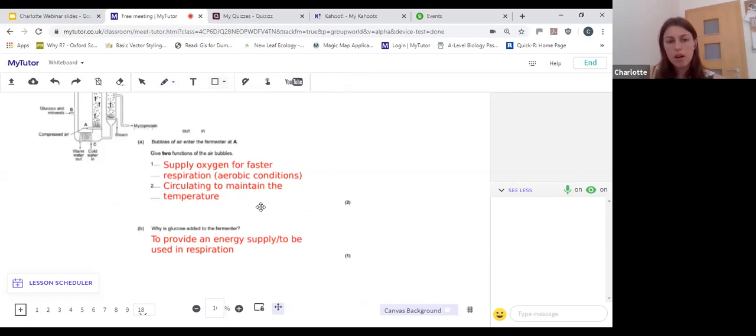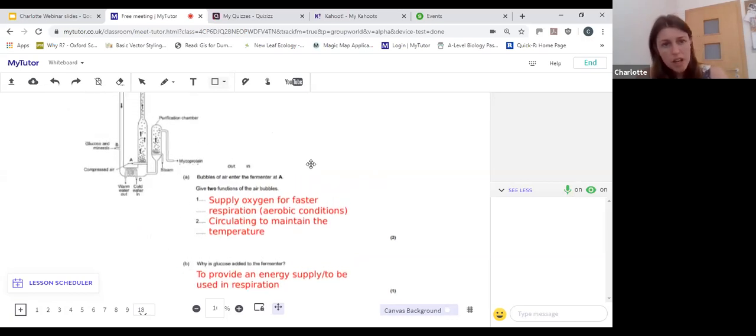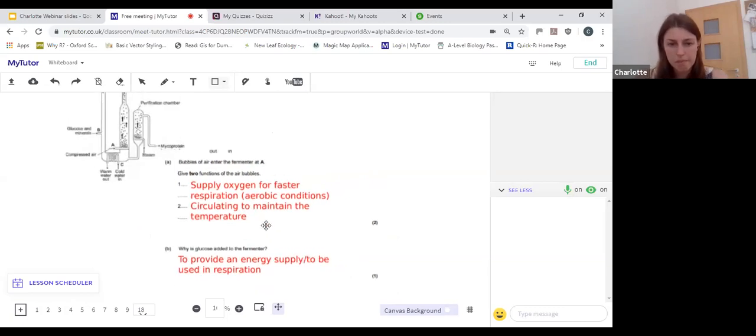And then why is glucose added to the fermenter? To provide an energy supply or to be used in respiration. So glucose is the energy supply that's used in respiration. So glucose is broken down to produce energy. So the circulating to maintain the temperature, I think, was slightly less obvious there. That one I think is quite hard to get, particularly when there's what looks like a temperature control at the bottom. But yes, having those air bubbles means that there's that more increased circulation for maintaining the temperature.